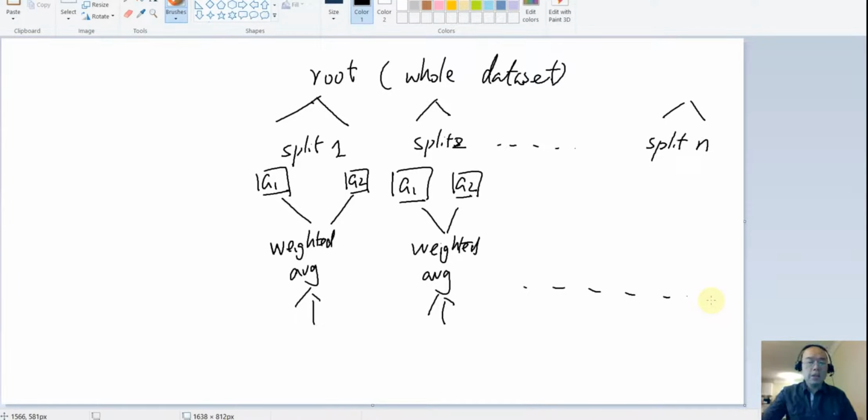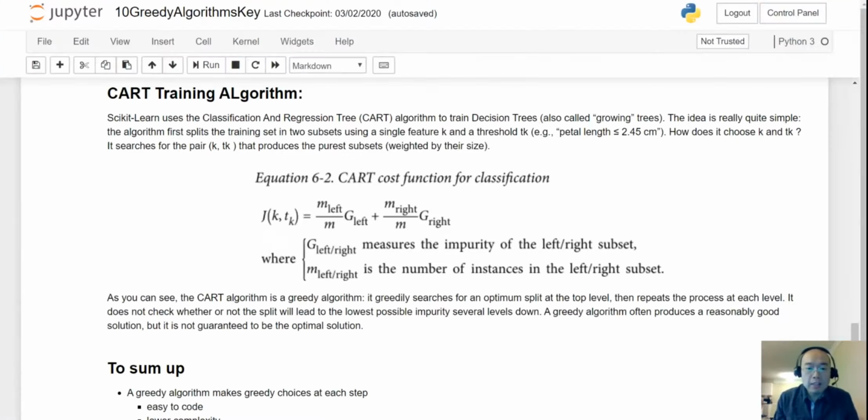On each node, not just the root, but each node, what we do is try all the possible splits, and then we make a greedy decision. The greedy decision is based on the weighted average Gini after the split. Okay, so the CART training algorithm itself is nothing but a greedy algorithm.